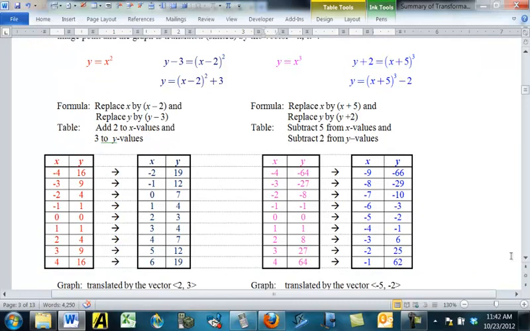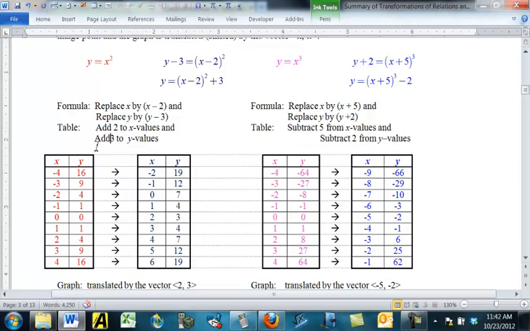And here I've written it as y minus 3 equals parentheses x minus 2 close parentheses squared. We see that in the formula we replaced x by x minus 2 and y by y minus 3. So in reality, what we're going to do is the opposite. That is, we're going to add 2 to the x values and add 3 to the y values. Okay? And what that's going to do is shift it. Okay? And which way is it going to shift it?